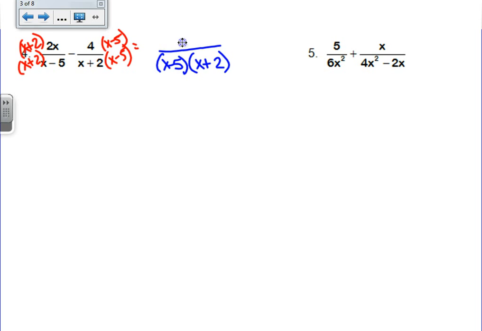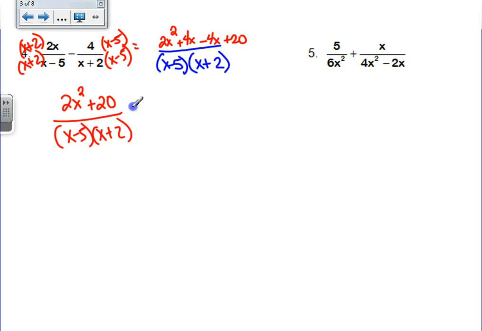Okay. So for my first fraction, 2x times x plus 2 gives you 2x squared plus 4x. And then careful, this is a negative 4 being distributed into the x minus 5, so that is a minus 4x and then a plus 20. Now you want to collect your like terms. We end up with 2x squared plus 20 over x minus 5 times x plus 2.